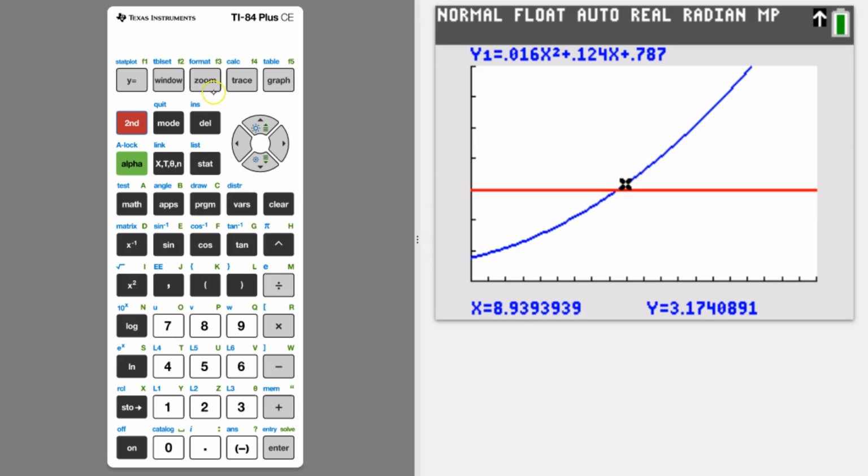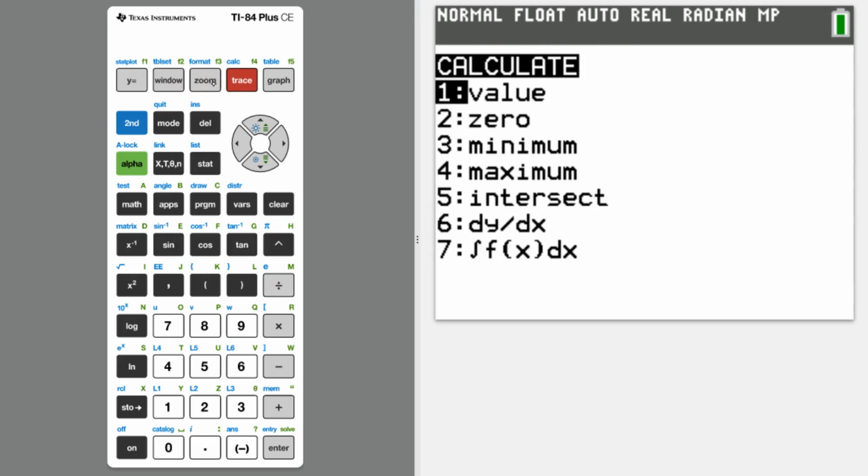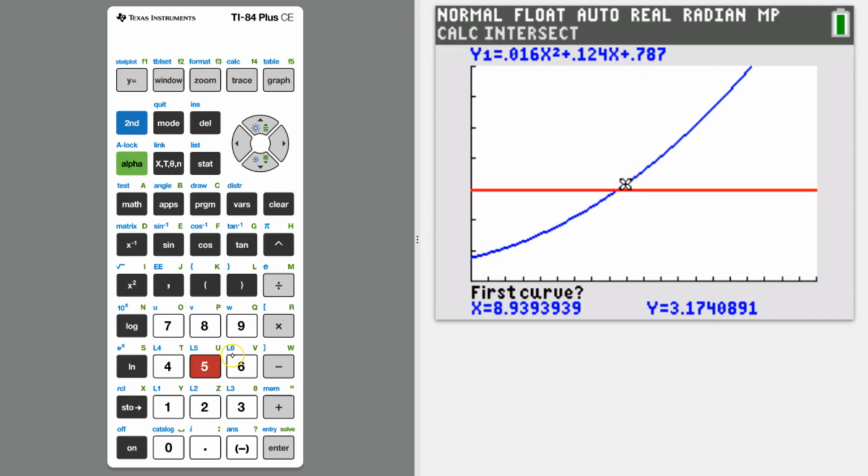We press second trace, and then we go down to choice 5, intersect. Put the cursor on the first curve, press enter. Put the cursor on the second curve, press enter, and put the cursor close to the intersection point and press enter, and it gives us about 8.5. So again, if we're just rounding to the nearest whole year, we would say that is somewhere in the year 1998.